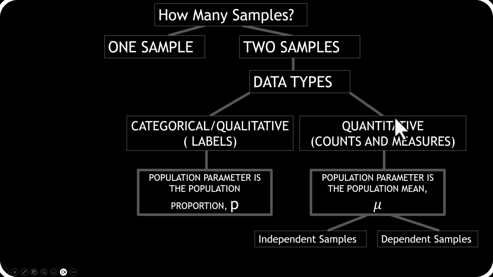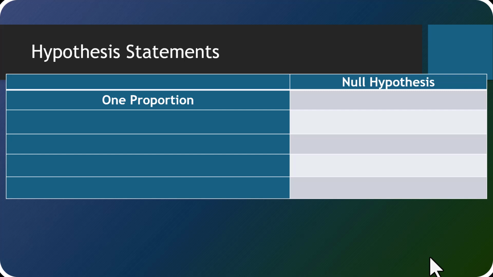So again, you can either have two population proportions, you can have two population means with independent samples, or you can have two population means with dependent samples. So those are the three types of two-sample hypothesis testing. So let's look at the hypothesis statements involved in some of these hypothesis tests.